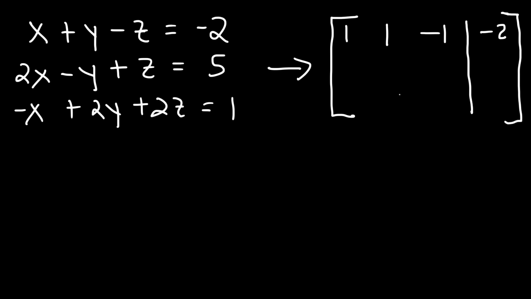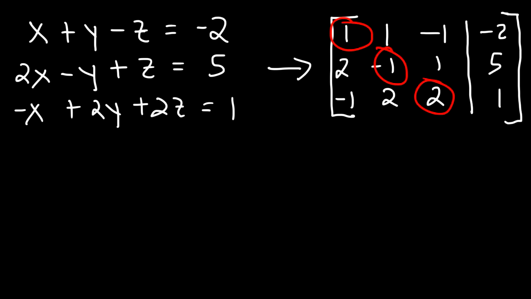Now, for the second equation, the coefficients are 2, negative 1, and 1. Now, for the last equation, it's negative 1, 2, 2, and 1. Now, what I'm going to do is convert this matrix into row echelon form. So I want these three numbers to be 1, and I want these numbers to be 0. So let's make those three numbers in blue 0 first.